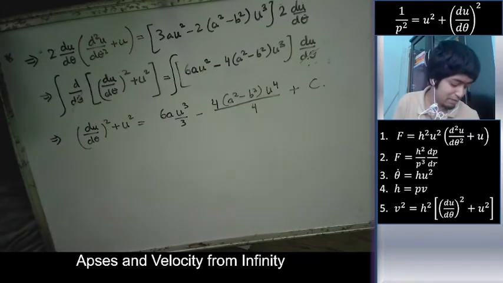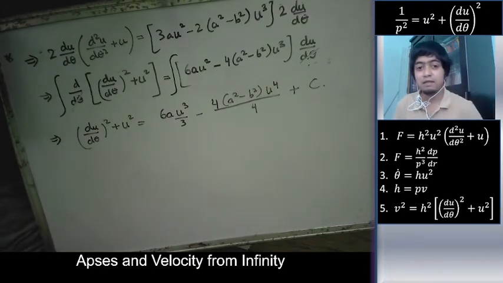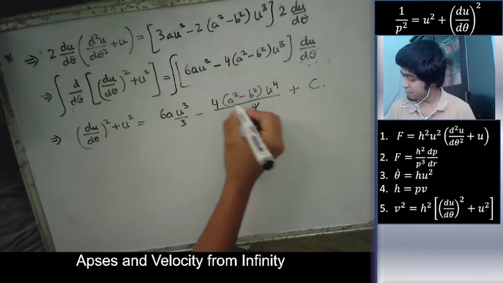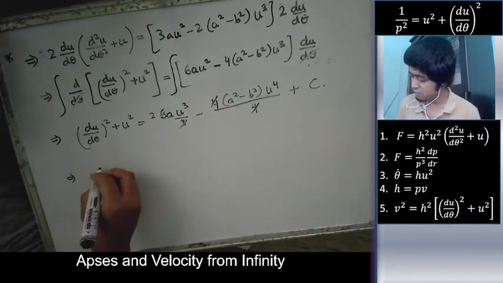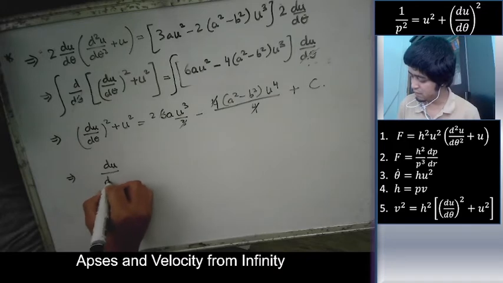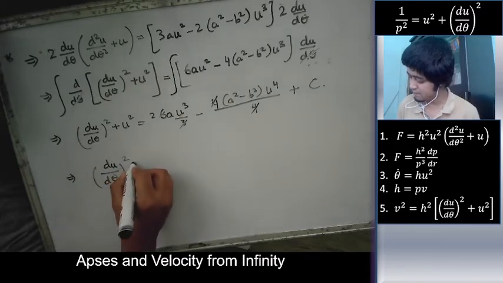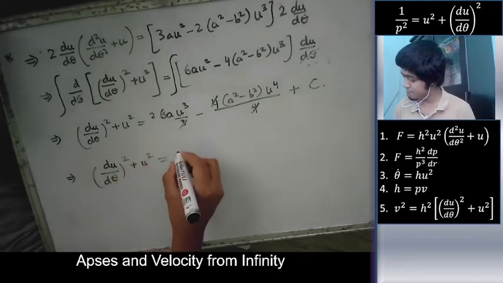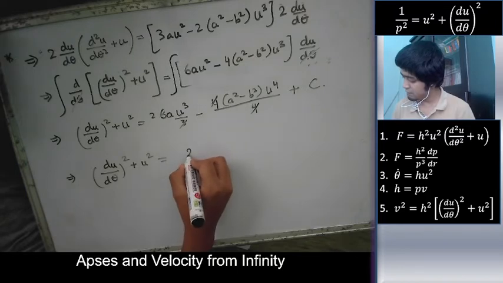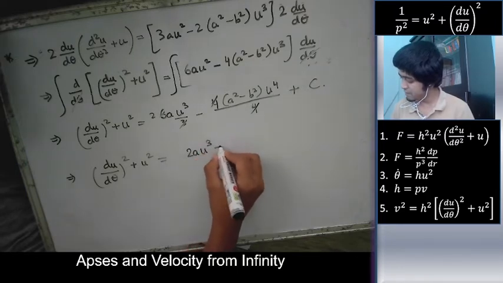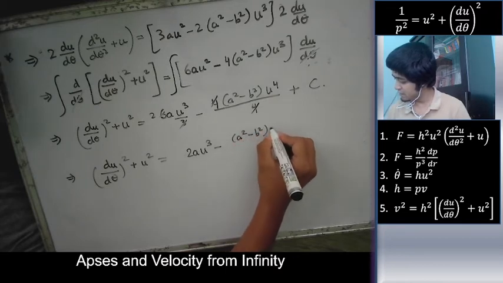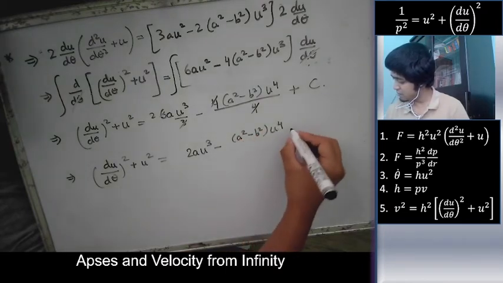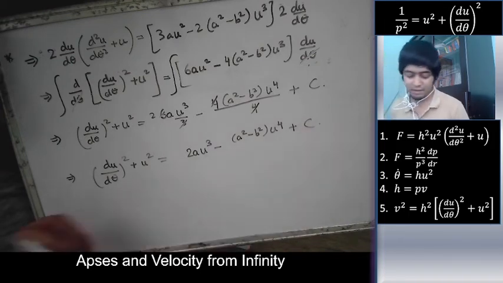So this is what we will be having. 4 and 4 will get cancelled, and over here we'll be having 2. So ultimately you will be having 2a u cube minus (a square minus b square) u4 plus c.